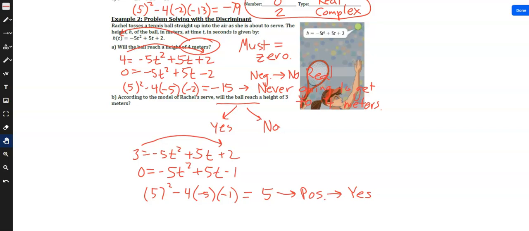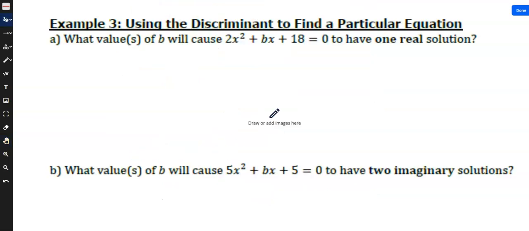Okay, next slide. What values of B will cause that thing to have one real solution? Ooh, good question. In other words, we want the discriminant to equal what? We want it to equal 0. That's what we want, the discriminant to equal 0. Okay, so let's back up.